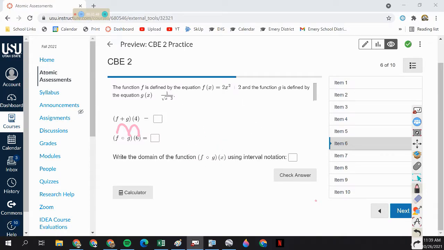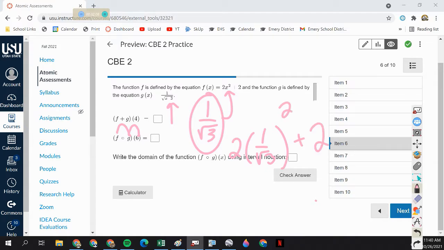So we'll stick the 6 into g in there. 6 minus 3 is 3, and I get 1 over the square root of 3. Oh, that's not nice. Okay. Now I put this in here. 2 times (1 over root 3) squared plus 2. So that would be 2 times 1 times 1 is 1, and root 3 times root 3 is 3. So I get 2 thirds plus 2. How many thirds are there in 2? 6. So 2 thirds plus 6 thirds is 8 thirds.